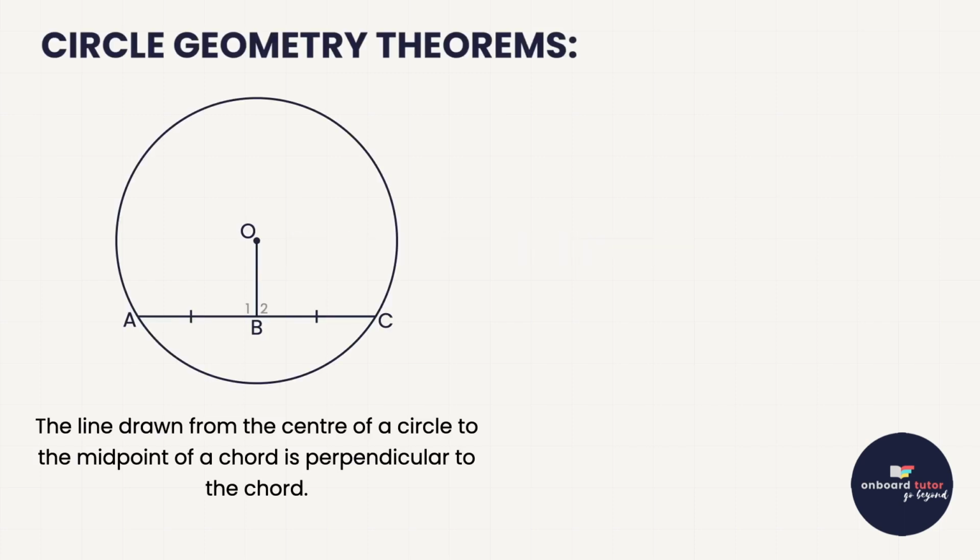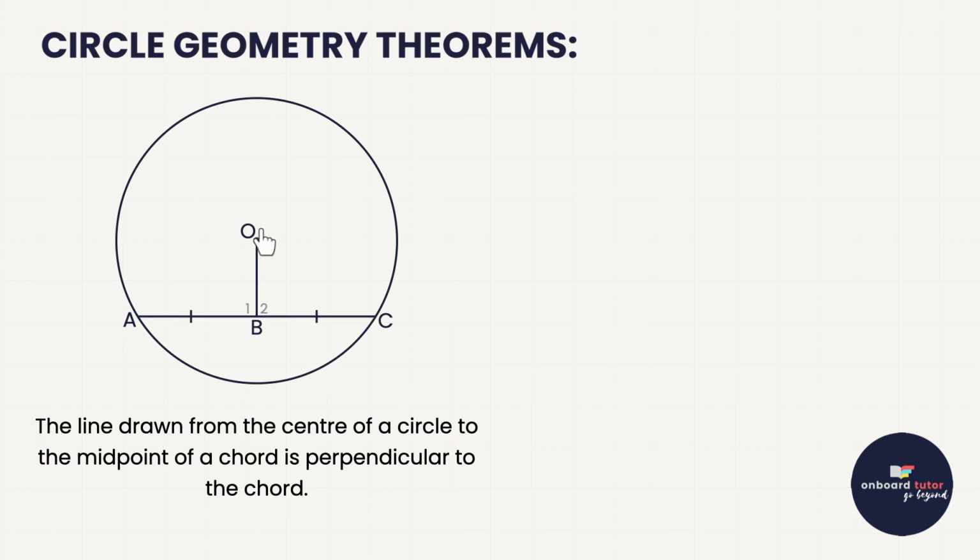Now, circle geometry has a number of theorems that we need to know and understand. And the first one says that the line drawn from the center of a circle to the midpoint of a chord is perpendicular to that chord. So if you have a look at this diagram here, O is the center of the circle, and we've got a line drawn from that center to this chord. Remember, a chord is a line that is drawn inside of our circle, and it goes from circumference to circumference. Not necessarily through the middle, that would be called a diameter, but in this case just a chord where both ends are on the circumference.